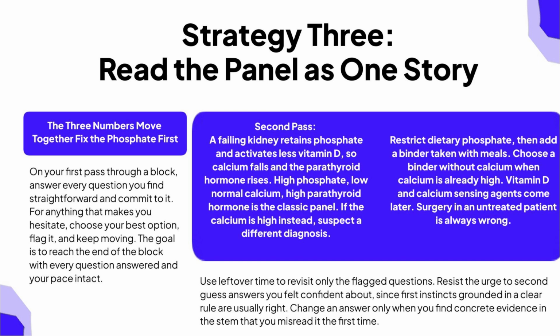A safety check. If the stem shows high calcium, stop and reconsider, since you may be looking at primary hyperparathyroidism. Treatment sequence. First dietary phosphate restriction, then a phosphate binder with meals, since a binder only works in the gut with food. Use a non-calcium binder when calcium is high. Activated vitamin D and calcium mimetics come later. Jumping to parathyroid surgery in an untreated patient is wrong.